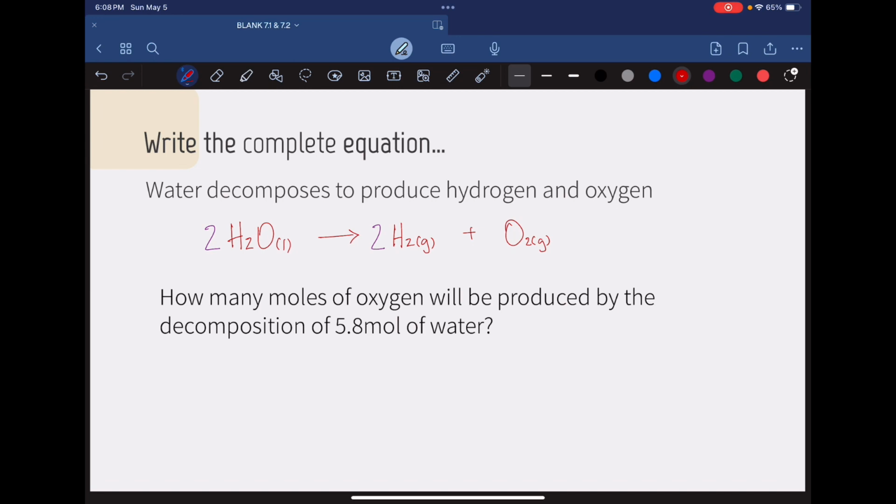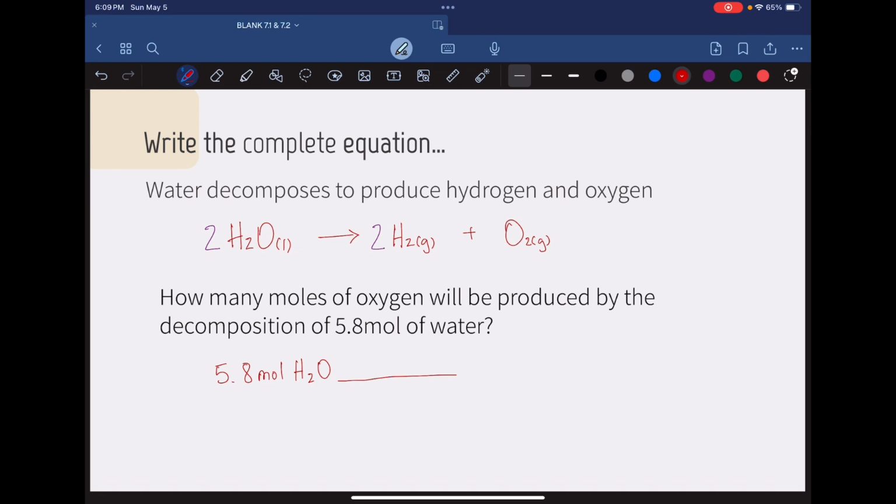Now here we are going to do our first stoichiometric problem. How many moles of oxygen will be produced by the decomposition of 5.8 moles of water? It sounds scary, but we're going to use the balanced equation to figure this out. You're going to start with your 5.8 moles of water. It's very important to include the elements or the compounds that you're talking about, because now we are going to go from one compound to another.